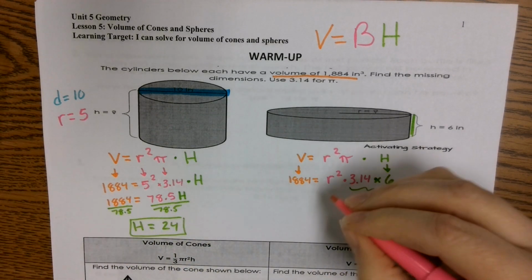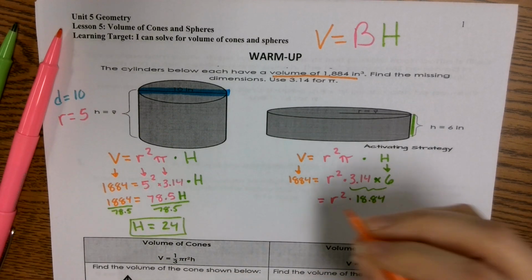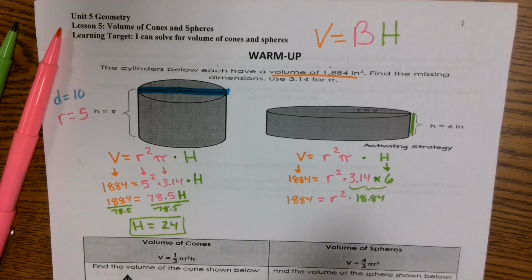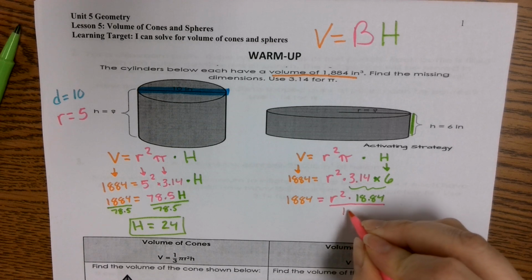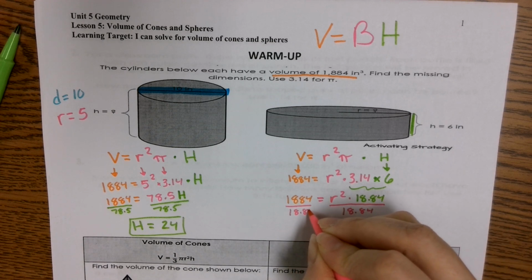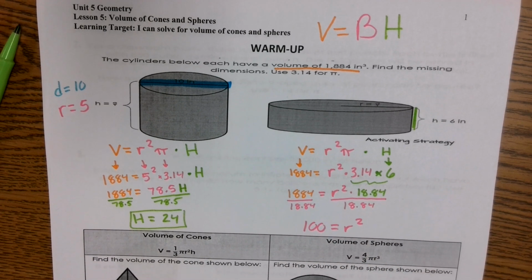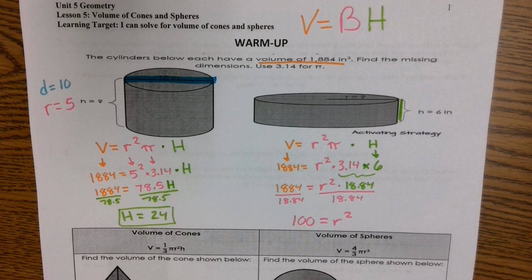Okay, and we still have that R squared that gets multiplied to it, and the whole thing is still set equal to 1,884. So if we go ahead and just divide both sides by 18.84, then we're going to get that R squared is equal to 100. Okay, R squared is going to be equal to 100. Now, one of the things that you need to make sure you understand, that's not the value of R, that's just the value of what R squared is.